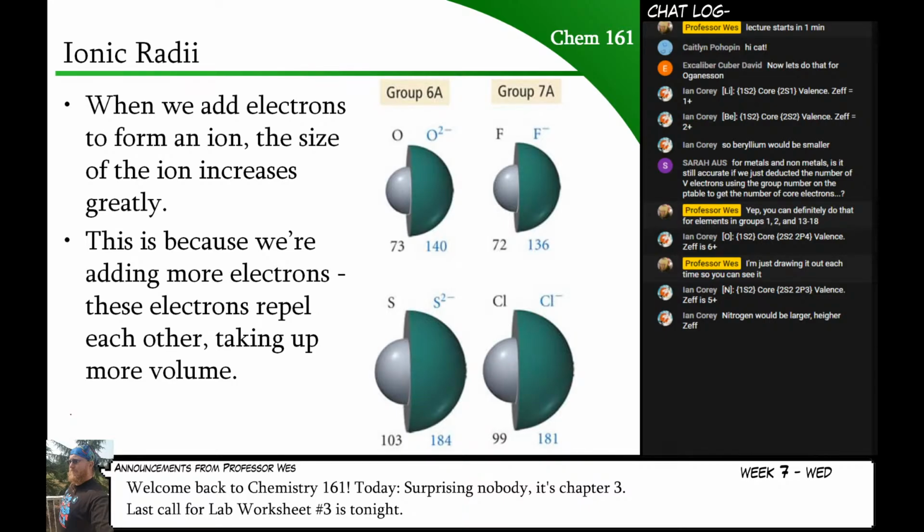Alright, so you don't need to know the numbers, you just need to know electrons are like yappy dogs. That is what you need to know, yes. All you need to know from this slide is that ions change size relative to their neutral atoms. Cations get smaller, anions get larger.